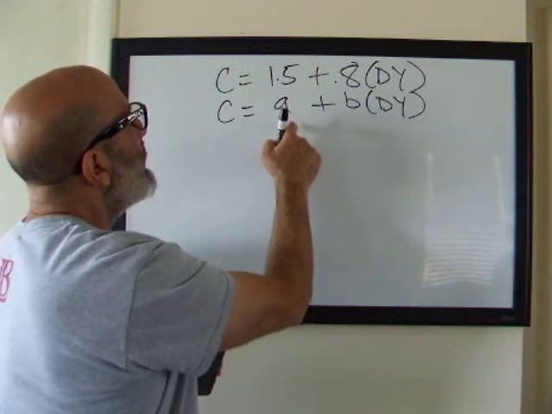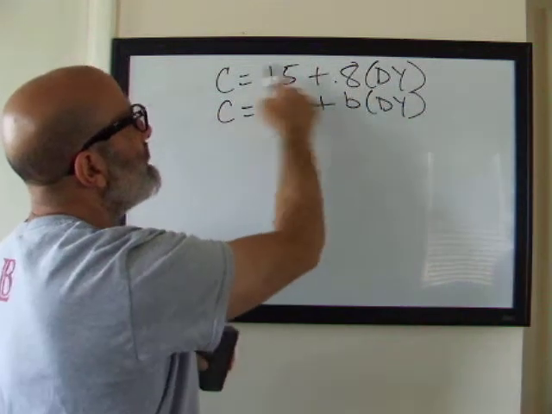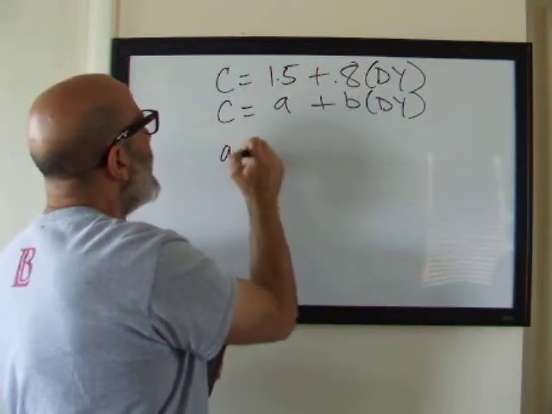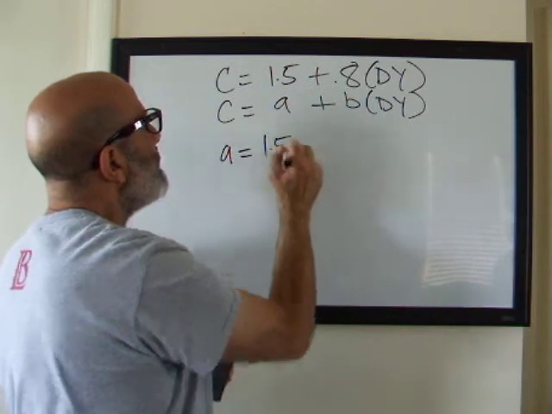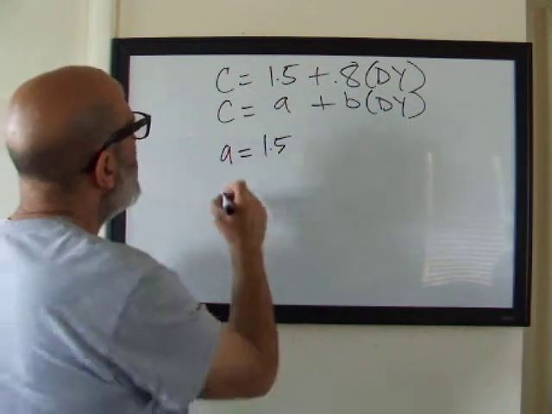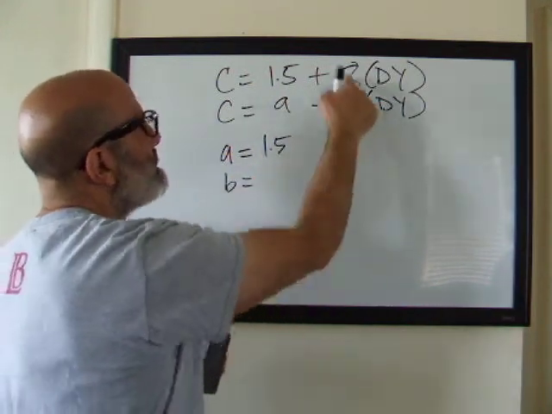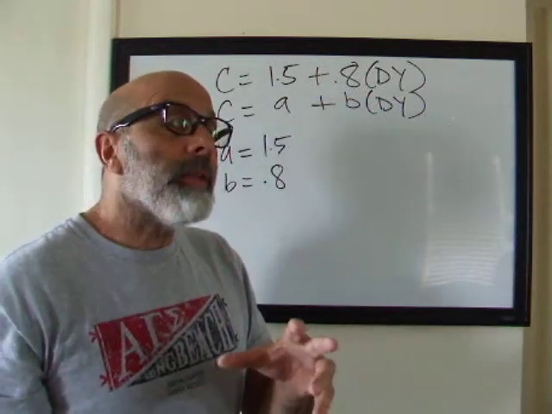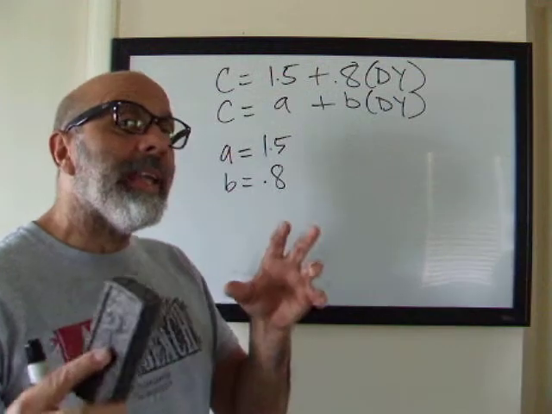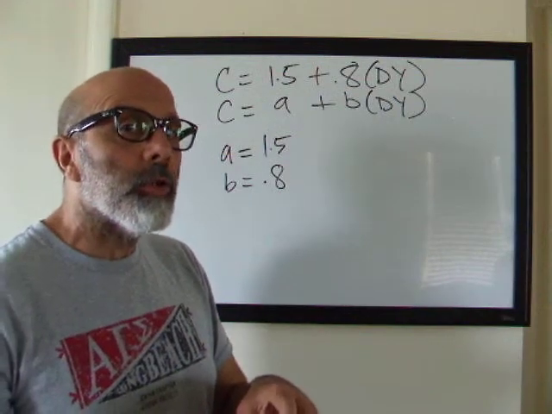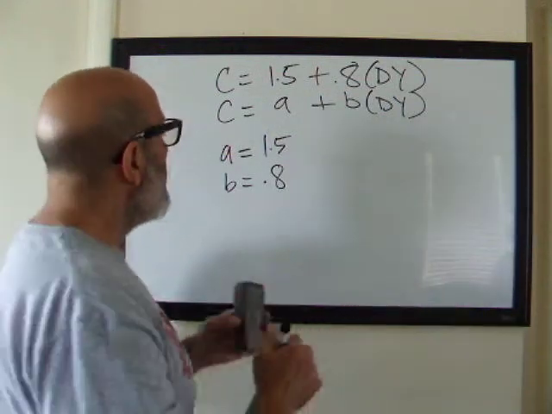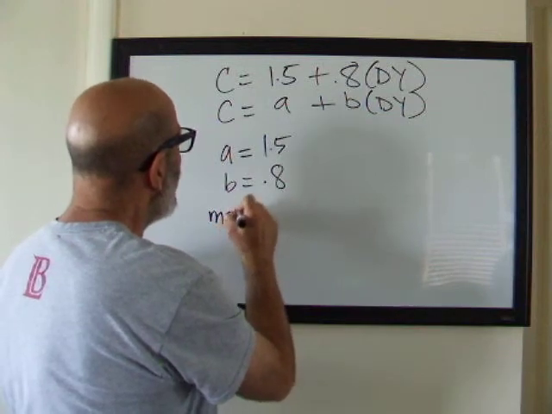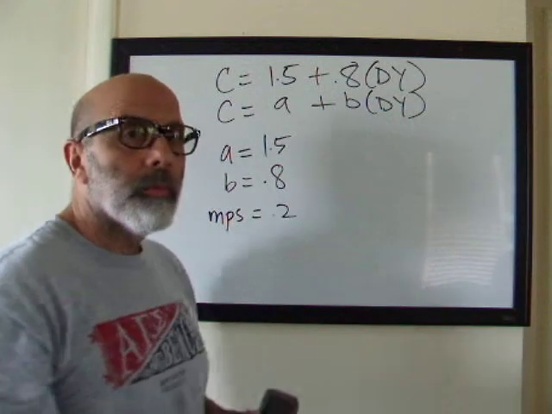So I can go ahead and say, okay, in this statement, what's A equal to? Well, it's equal to 1.5. And then what's B equal to? Well, B's equal to 0.8. Hey guys, we learned in our previous lessons, if you have a 0.8 marginal propensity to consume, other things being equal, your marginal propensity to save has to be 0.2.